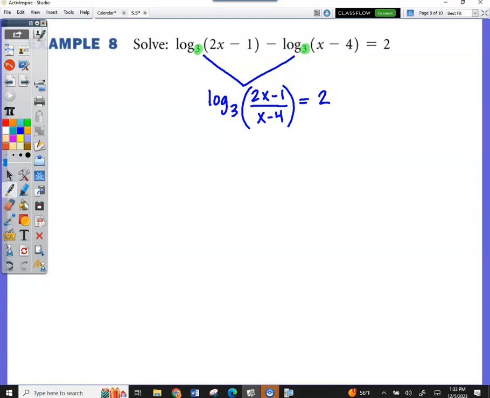Okay, now I have a single logarithm, ugly, but I have a single one, equals something, right? So it's not helpful. I can't solve for x here. What do I do? Exponential. Go to exponential, see what happens. What would the exponential be? 3 squared equals (2x minus 1) over x. There you go.